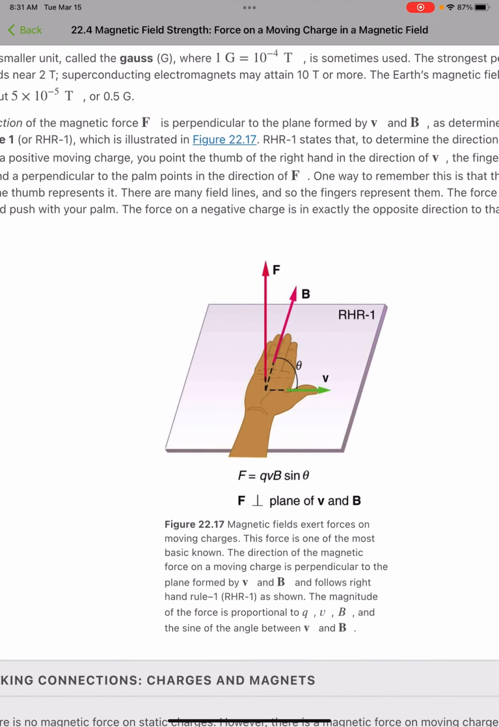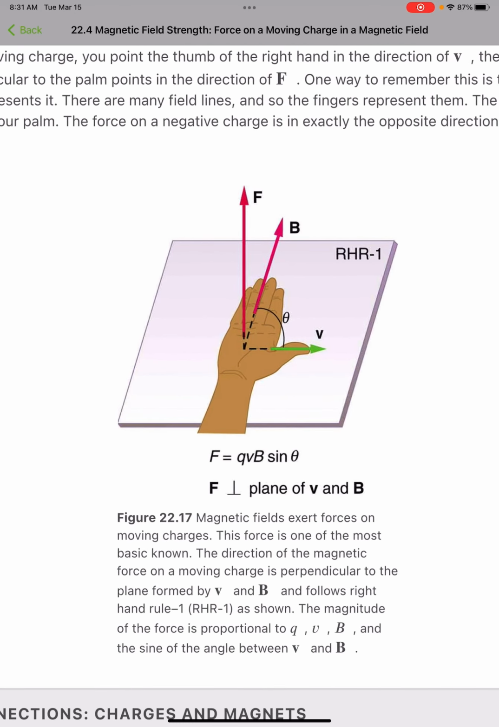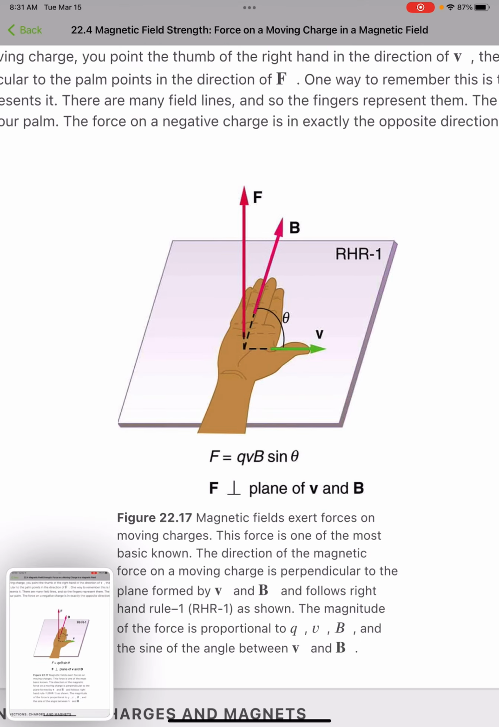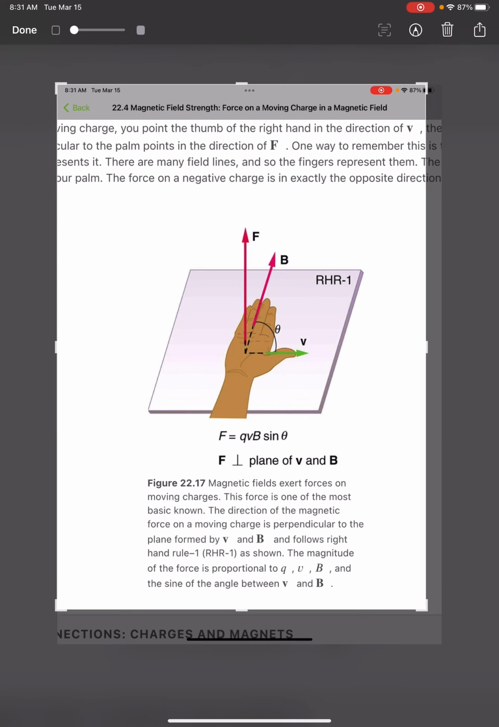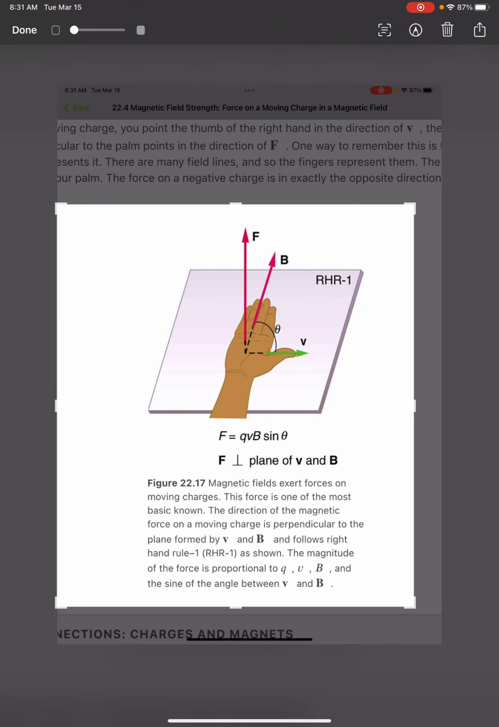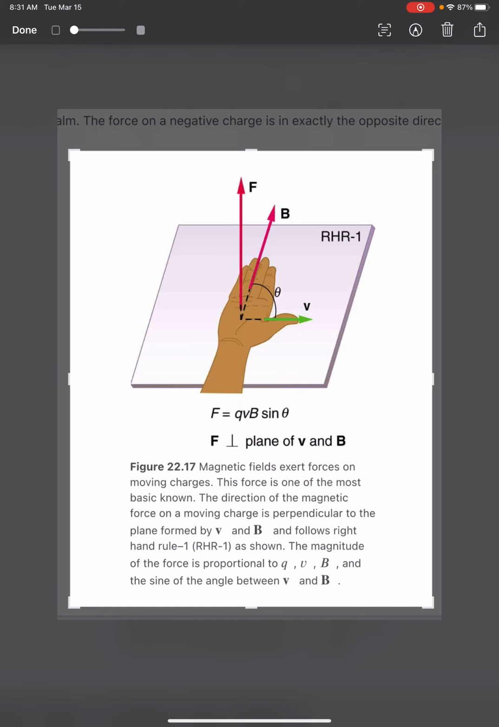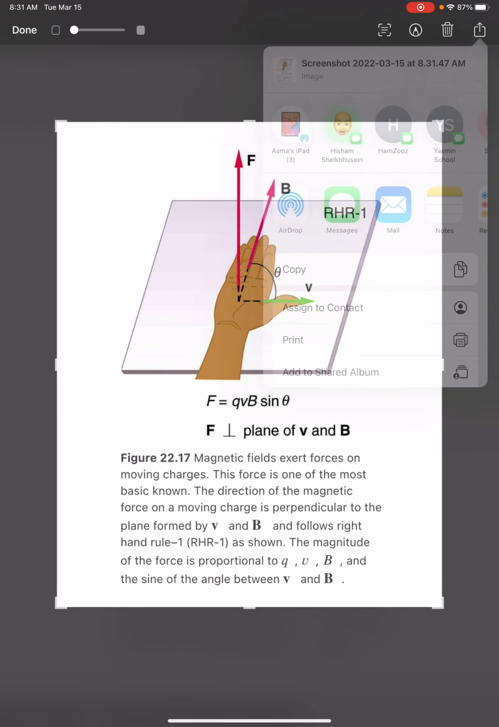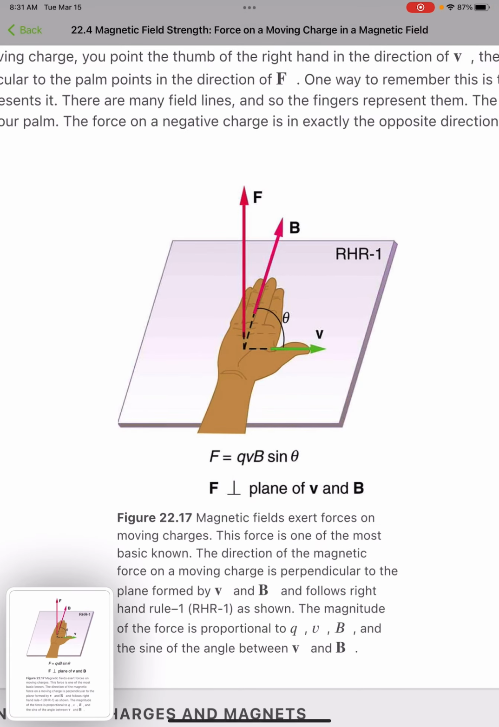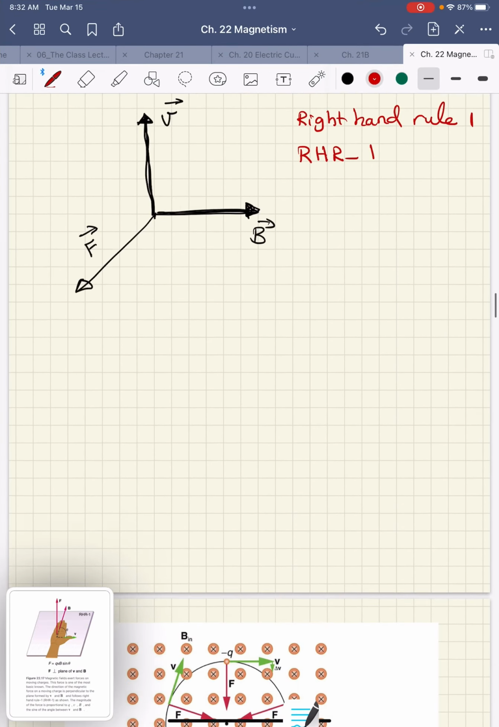This is the one. Okay, now you can see here, this is RH1. Let me get it, and it's much better if I have it also with the rest of the lecture. I think I took a picture of that, but maybe it's somewhere else. But let me, okay, have it here.